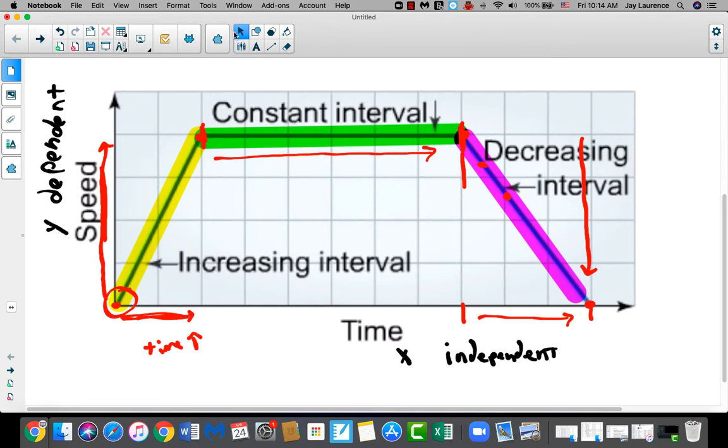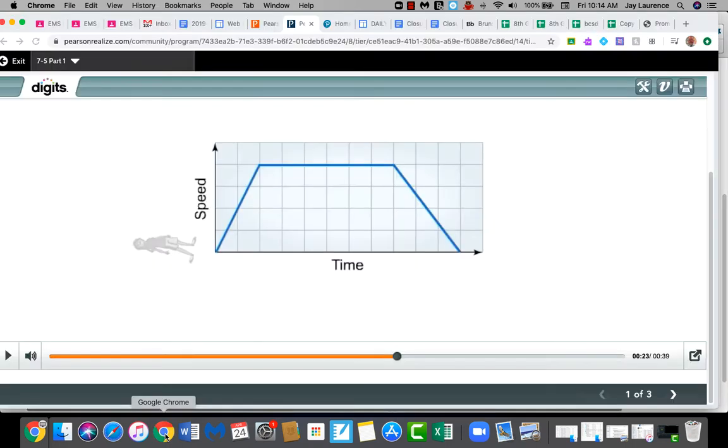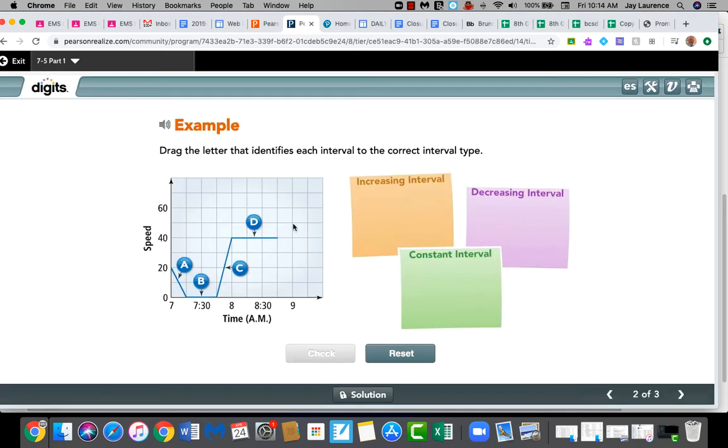Hold on a second. Let me go back to digits here. And they want us to identify which intervals are increasing and decreasing. Well, that should be pretty easy.